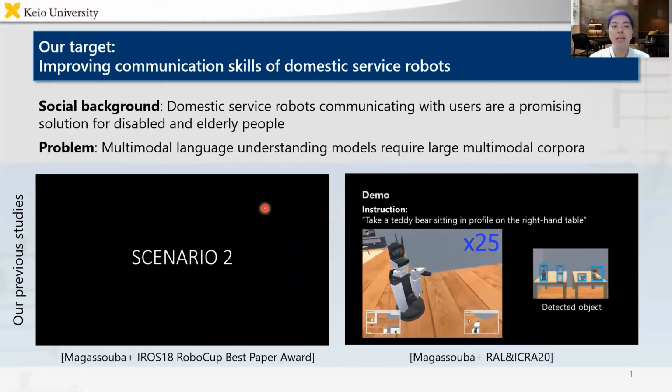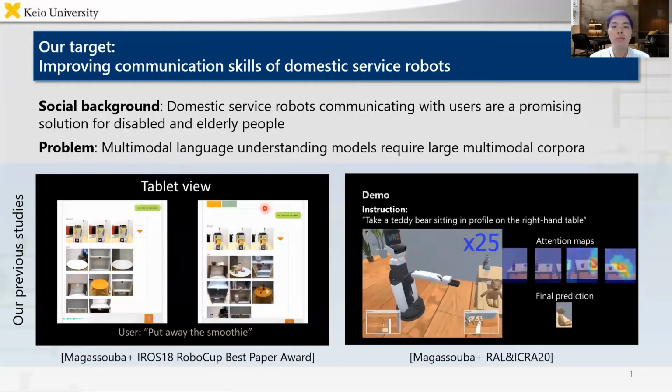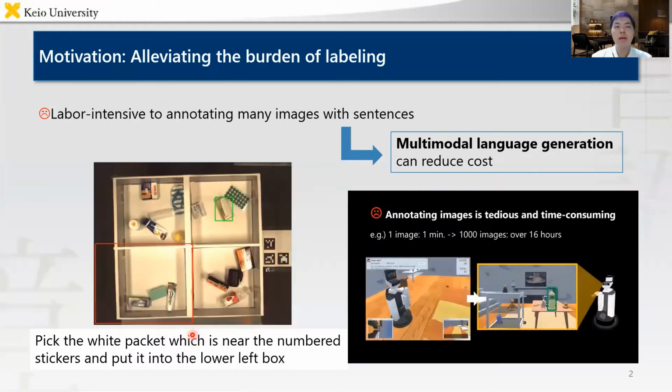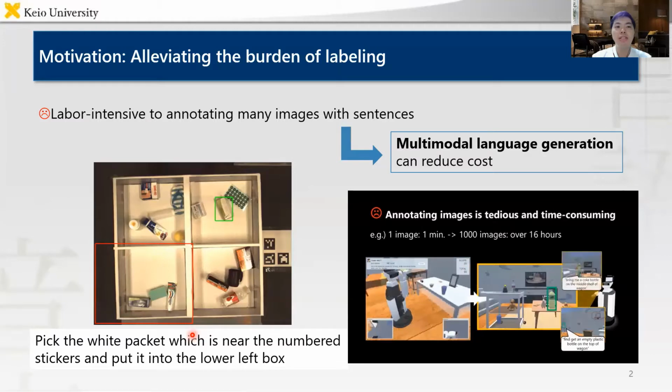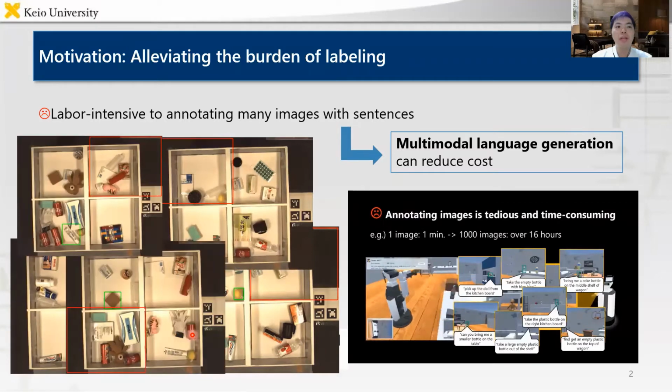Similarly, many deep learning studies have the same problem. In the next slide, I will explain why these problems are not solved. Creating large multimodal corpora with object fetching instructions is generally labor-intensive because instructions for each image are annotated by human annotators. It may be an easy task if the size of the corpora is small, but in reality, we need a large corpora containing tens of thousands of images.